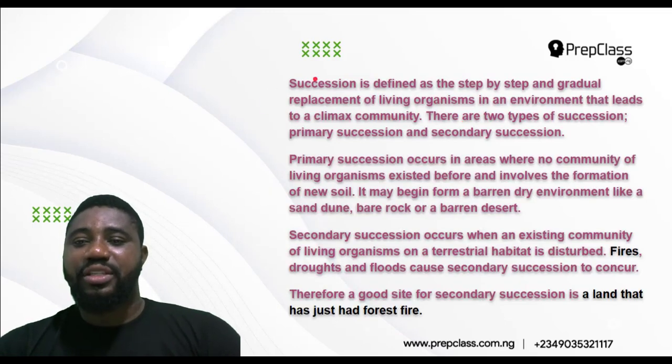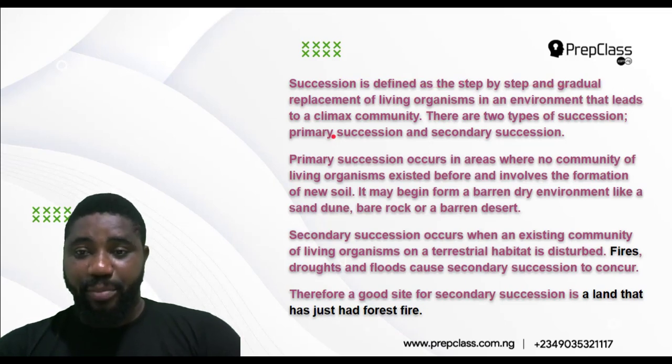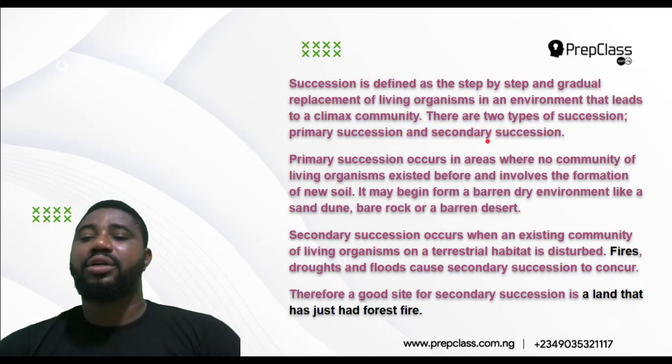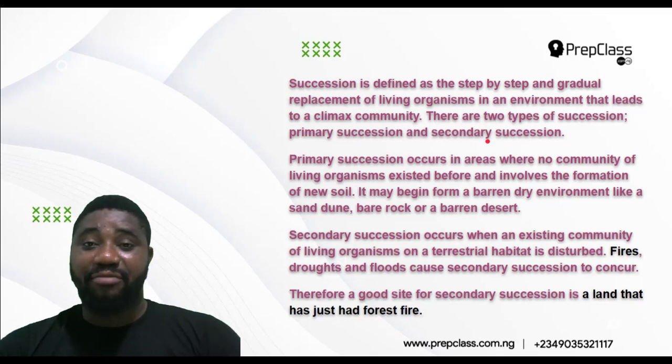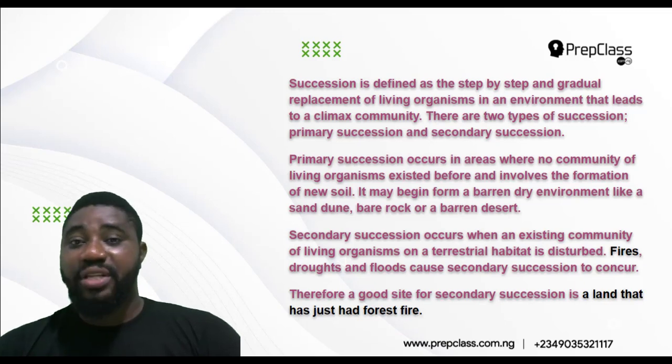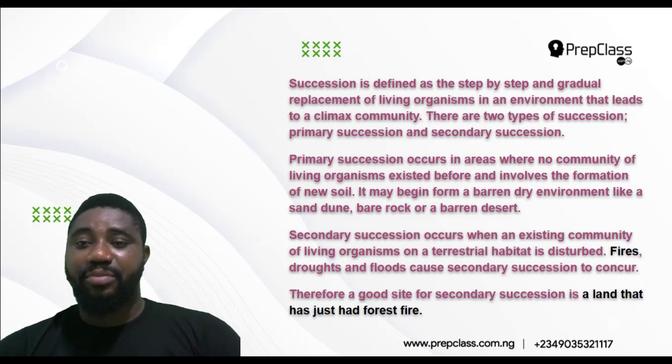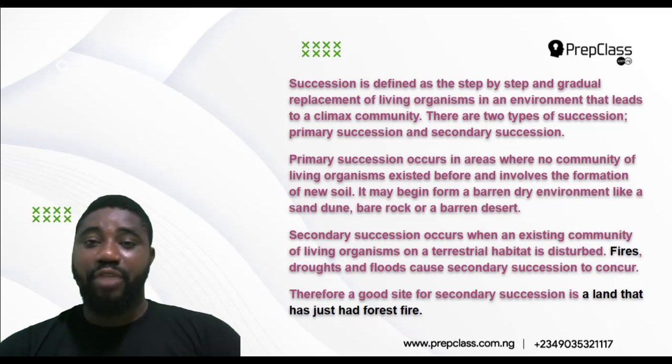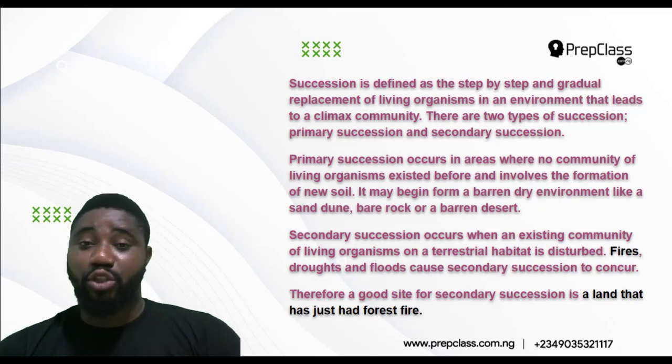Succession is defined as a step-by-step and gradual replacement of living organisms in an environment that leads to a climax community. There are 2 types of succession, primary succession and secondary succession. That's little by little, organisms keep appearing in a particular environment until you have a stable community. A community simply means living organisms of various populations living there.